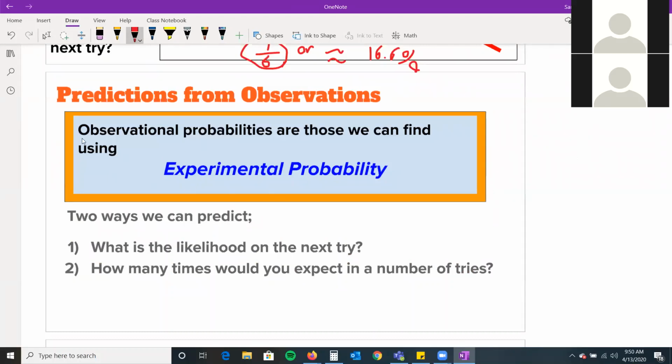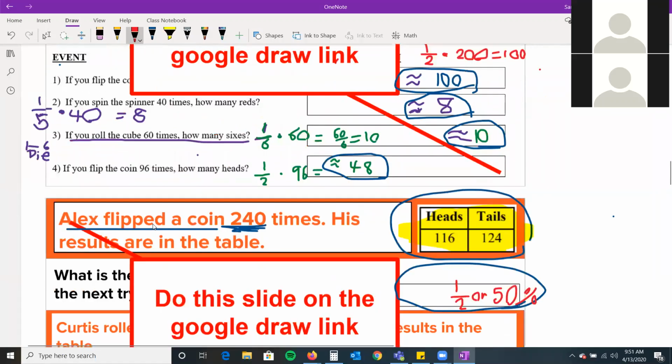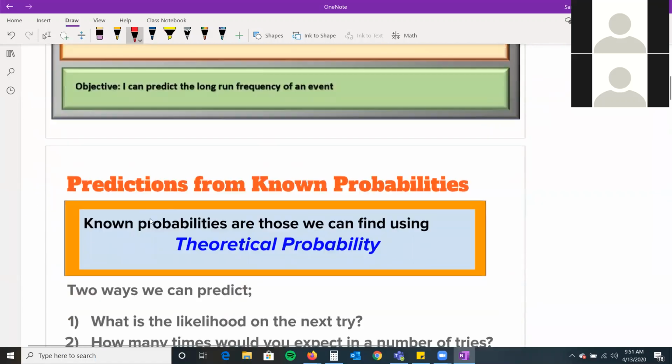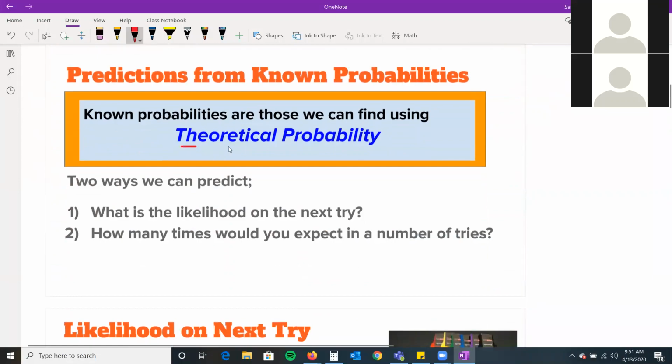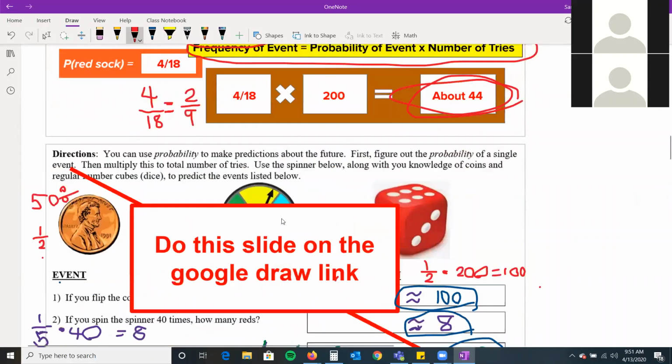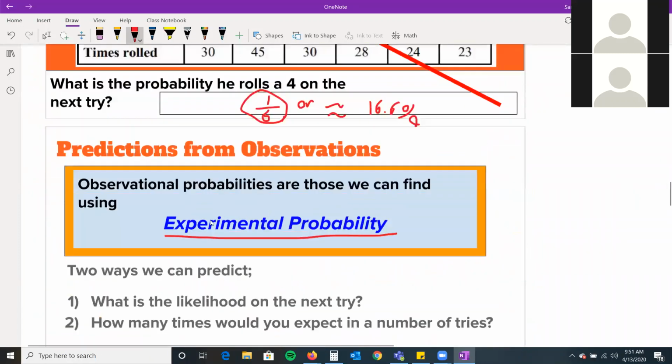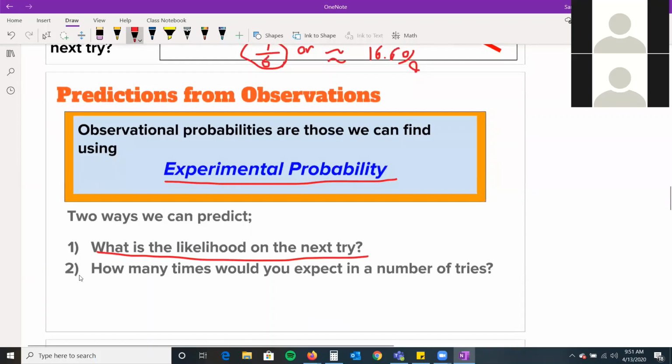All right, observational probabilities are those we can find using experimental probability. Again, 2 ways we can predict. So compare this to our first one. This was theoretical probability. And this one is experimental. So 2 ways we can predict. What is the likelihood on the next try? And how many times would you expect in a number of tries?